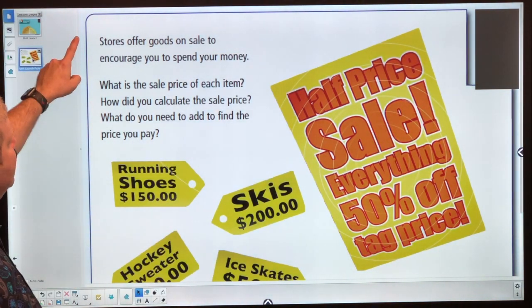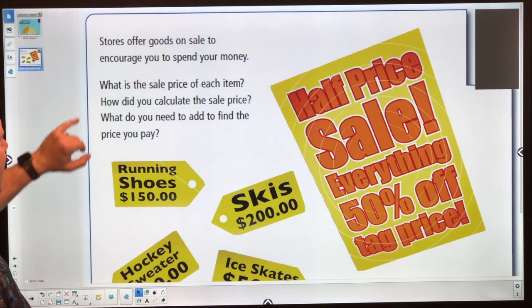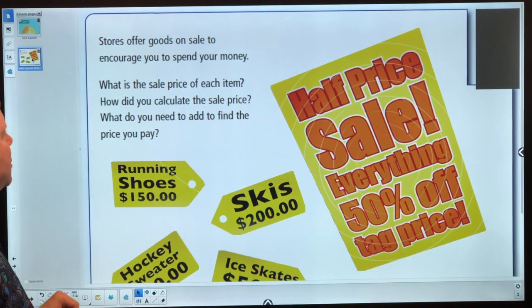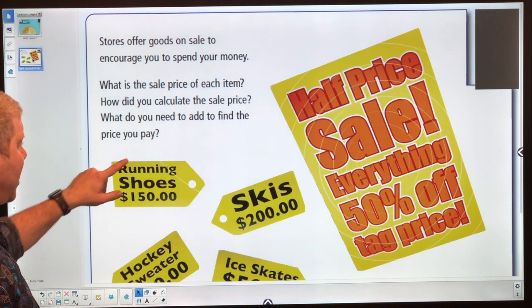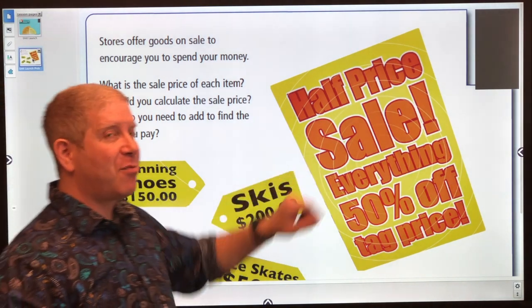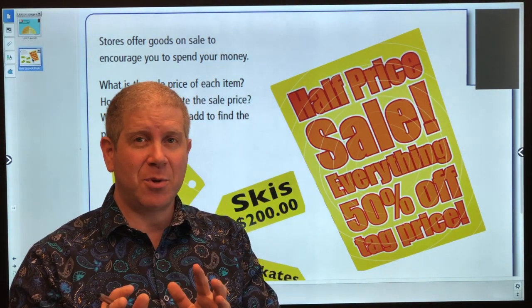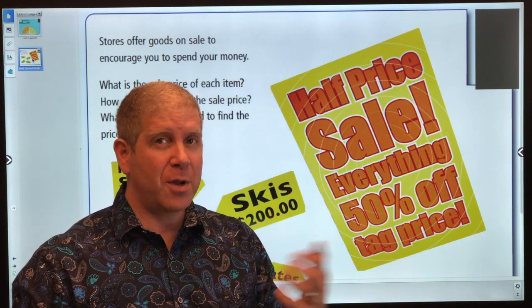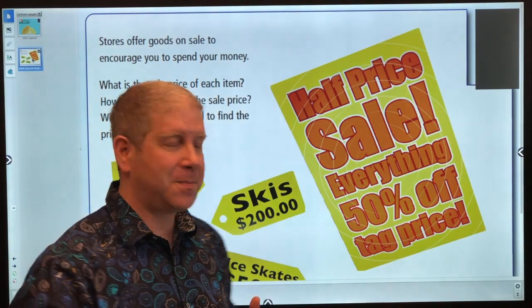Stores offer goods on sale to encourage you to spend money. What is the sale price of each item? How did you calculate that sale price? And what do you need to add to find the price you pay? So you'll get running shoes for $150, skis for $200, half price and everything. Being able to convert from percent to decimals is going to help you figure out what 30% or 50% really means, like in a dollar amount.